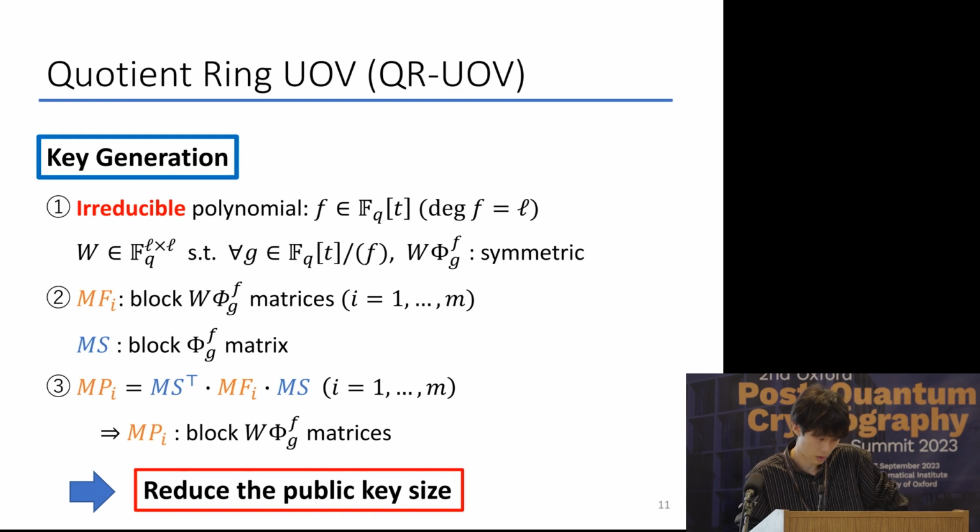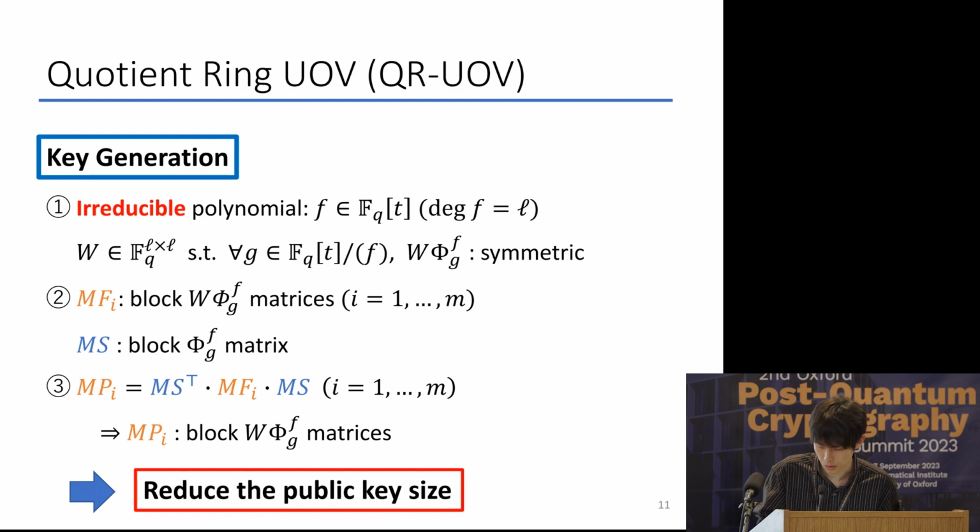Now I show the key generation of QR-UOV. First, we choose a polynomial F with degree L, and then we choose an L times L matrix W such that for any element G, W phi GF is symmetric. Then we choose an irreducible polynomial as F for the security of our QR-UOV scheme.